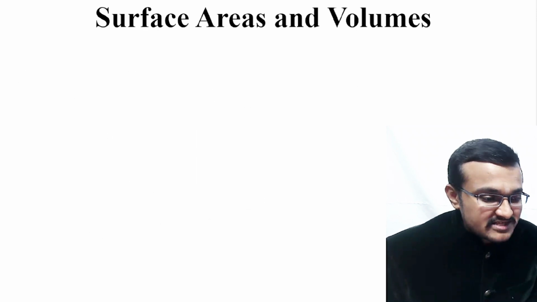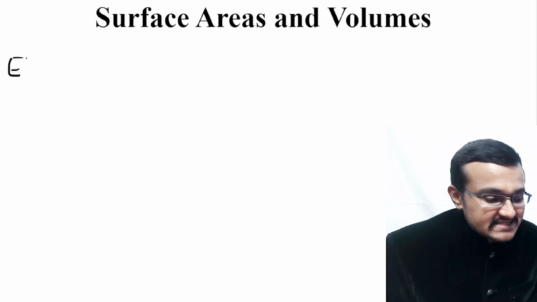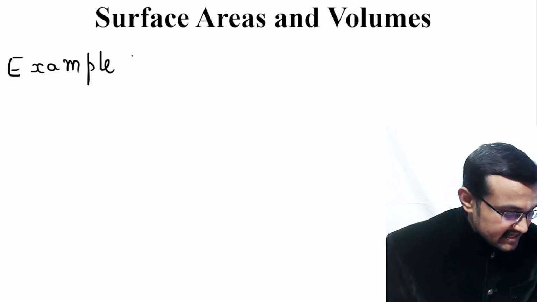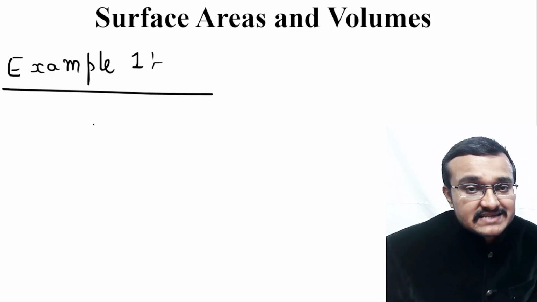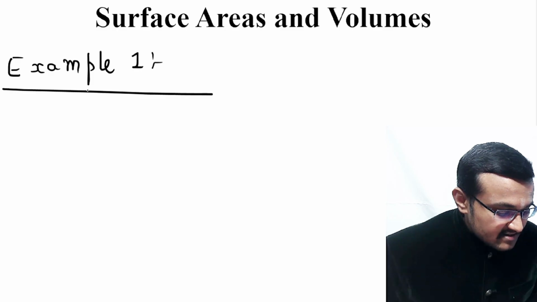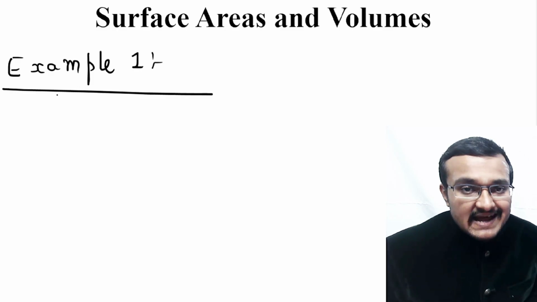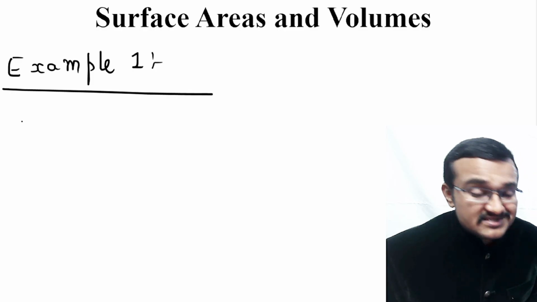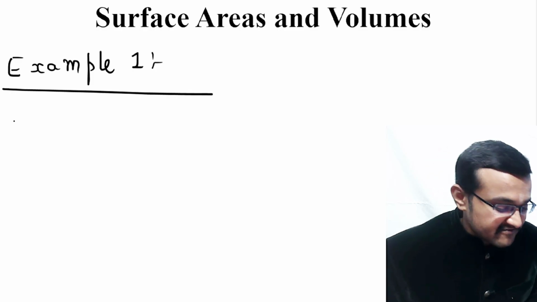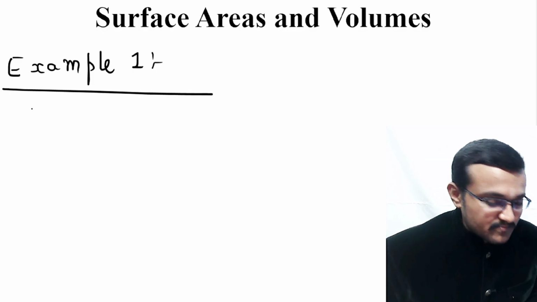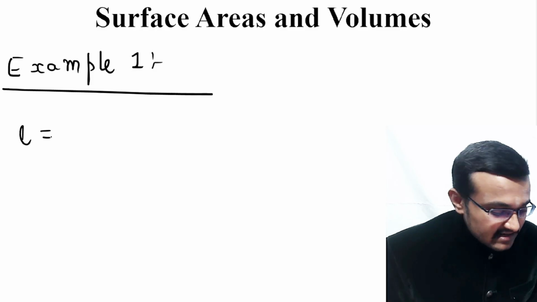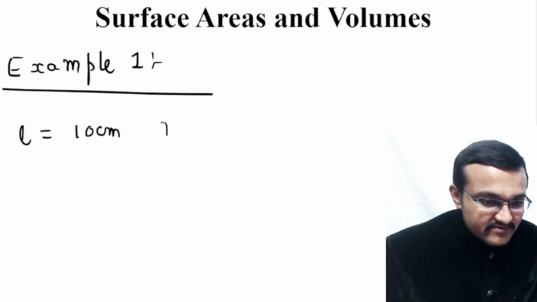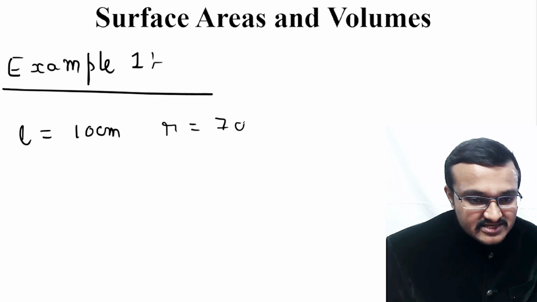Now we have all these values, so we will move to the example questions. First we'll look into example 1. In example 1, they have given the radius of the circle and the slant height of the cone. You have to find the CSA, that is the curved surface area of this right circular cone. They have given l, so l is equal to 10 centimeter, and they have given the radius, that is 7 centimeter.